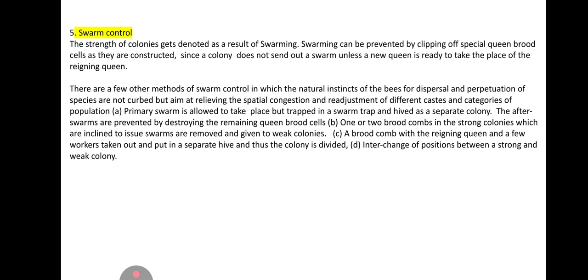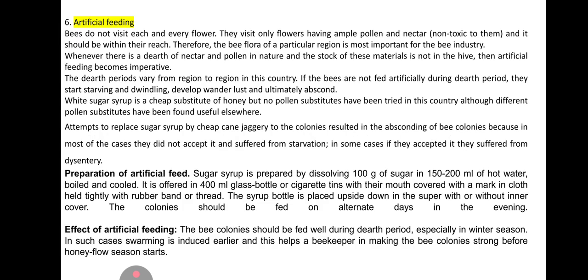So after swarms are prevented by destroying the remaining queen brood cells, then one or two brood combs in the strong colony which is inclined to issue swarms are removed and given to weak colonies. A brood comb with the laying queen and a few workers is taken out and put in a separate hive, and thus the colony is divided. Then interchange the position between a strong and weak colony to balance the good and bad honeybees, means strong and weak honeybees.